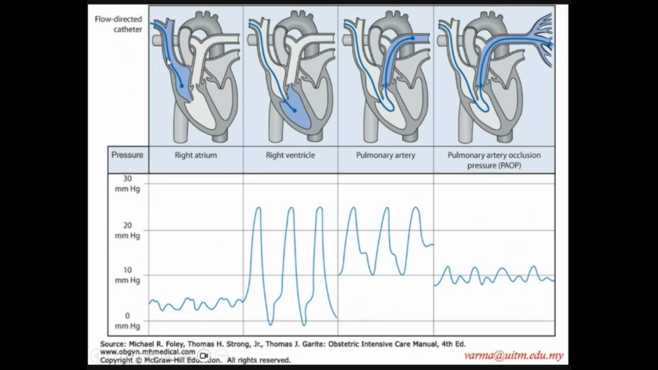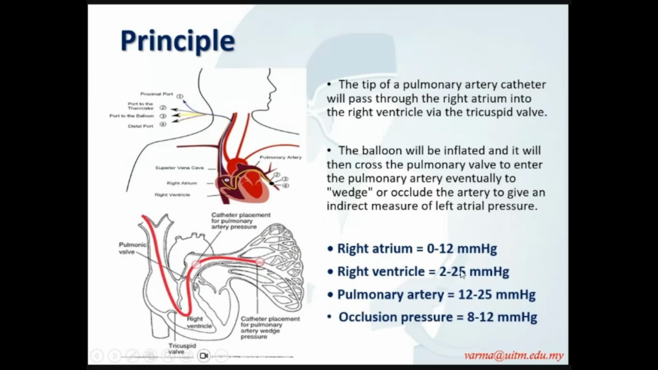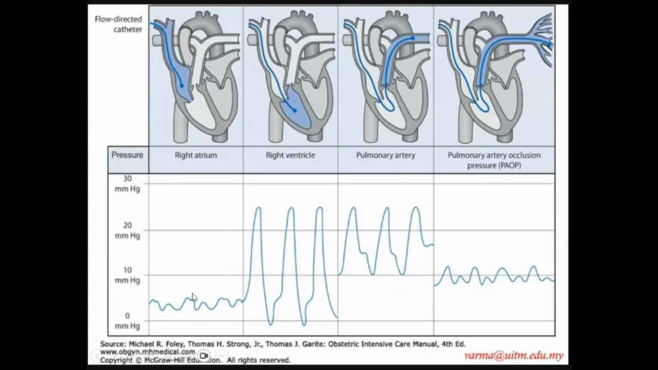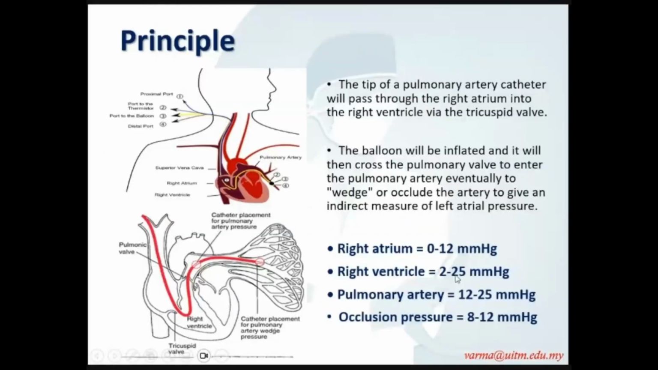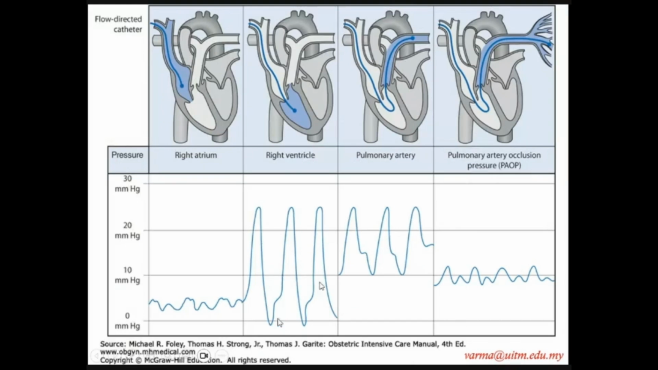Then it goes into the right ventricle. The moment it goes into the right ventricle, the pressure will increase, going up to almost 25. So you can see the pressure goes up to 25, but your diastolic is still very low. So you look at it, 25 and 2. Your right atrium, maximum is around 12. Then when you go to the right ventricle, it's 25 and 2, around there.